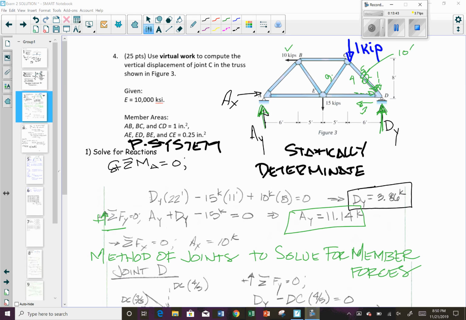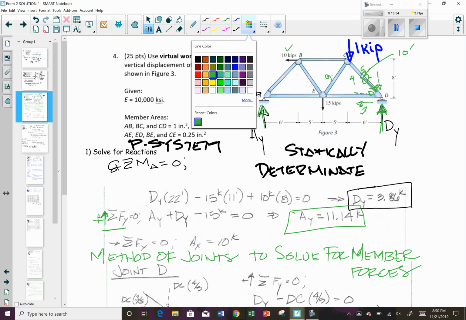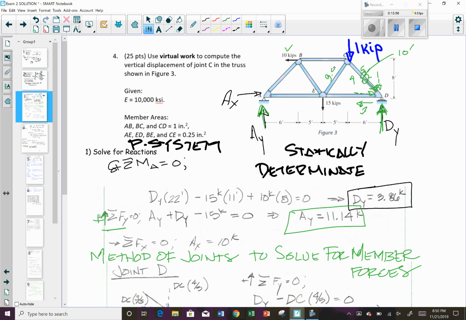Ah, the beauty of recording, I can pause and come back. 9.4, whoops. I got 9.434 for this guy. Okay, so that gives you all your member lengths. This one is 10 again. This is going to be 9.434. So you should be able to solve for all of these very easily at this point.